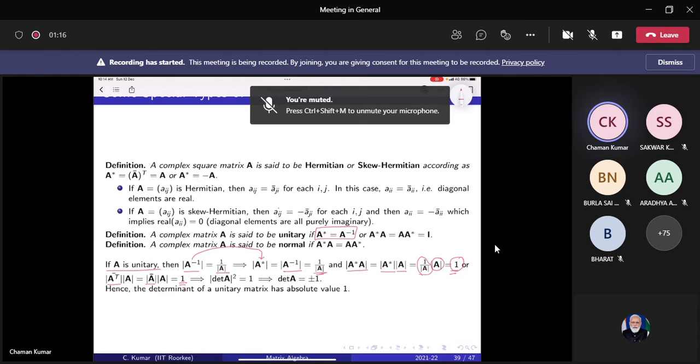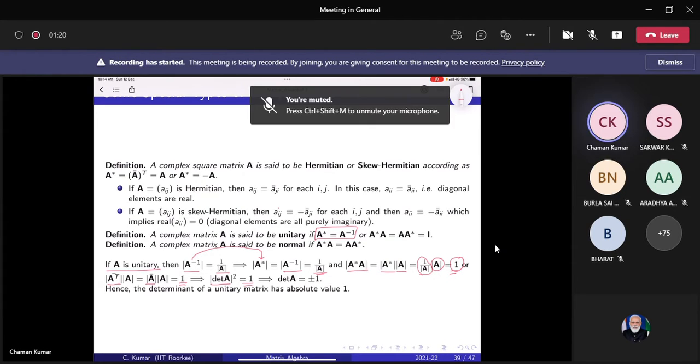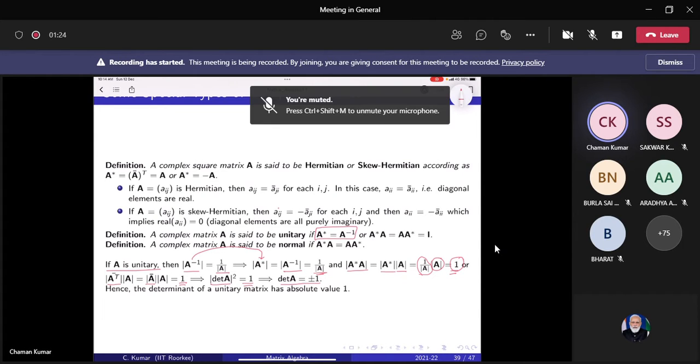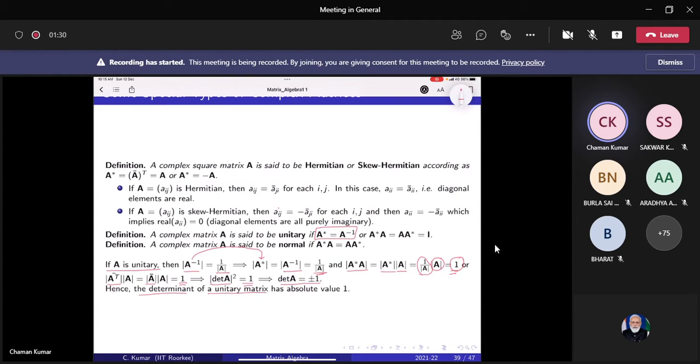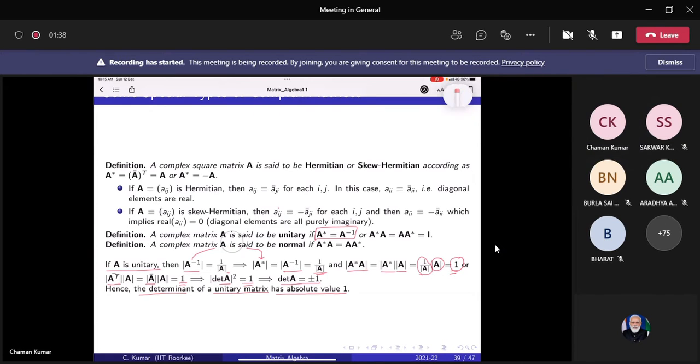This means that determinant of A square is equal to 1, and from here we can say that determinant of A is equal to plus minus 1. So we can conclude that the determinant of a unitary matrix has absolute value 1, that is, it can be plus 1 or minus 1.